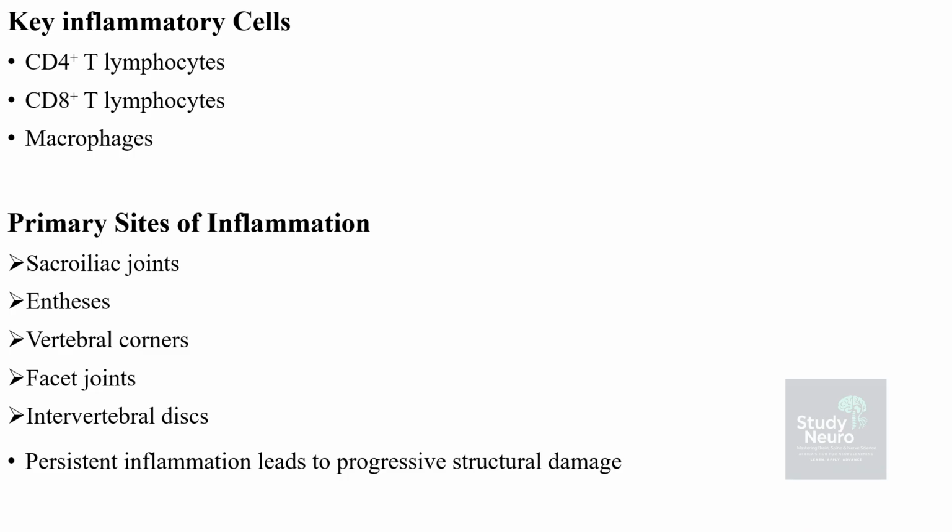Inflammation causes progressive structural damage. Over time, repeated inflammatory activity can alter normal bone and joint architecture, contributing to stiffness, reduced spinal mobility, and eventual ankylosis.